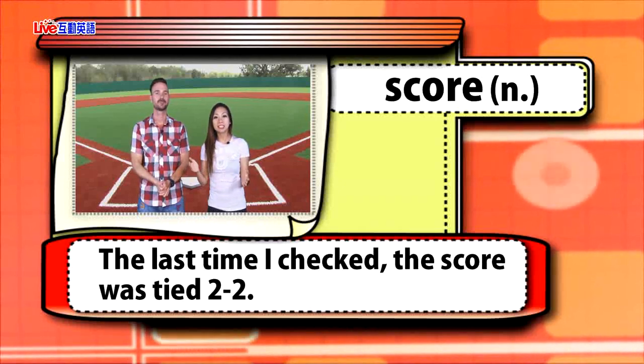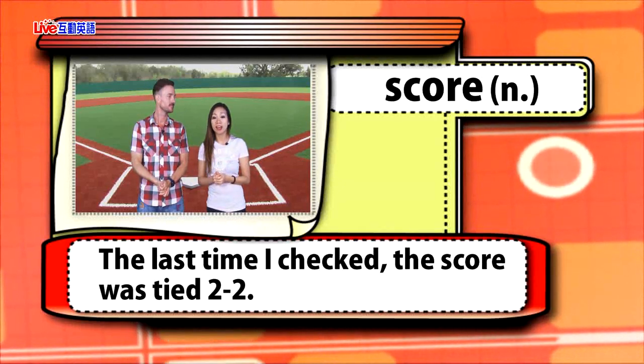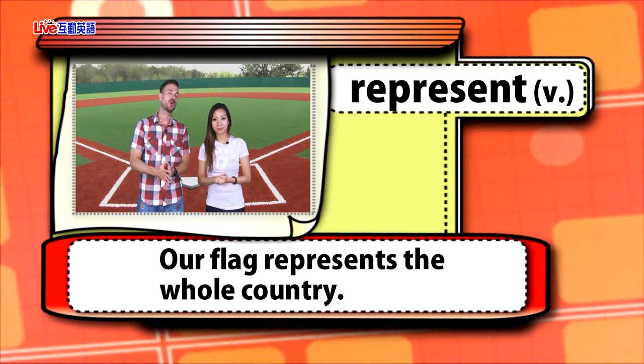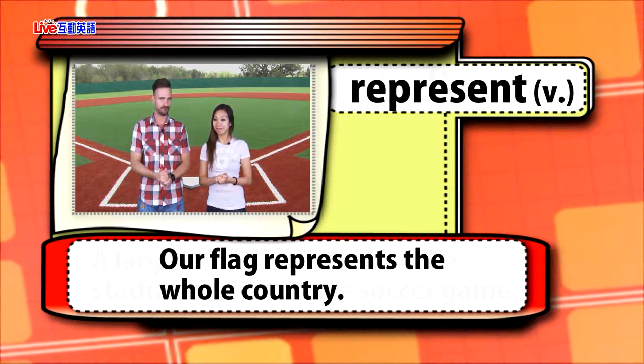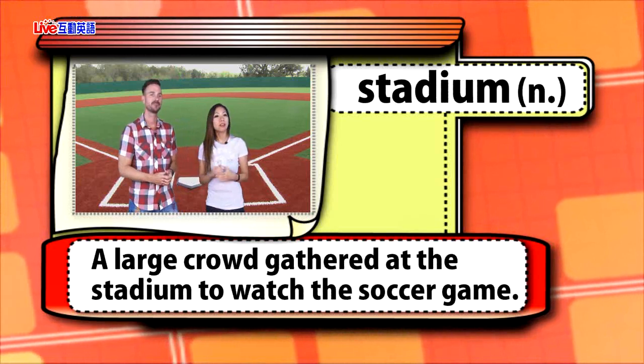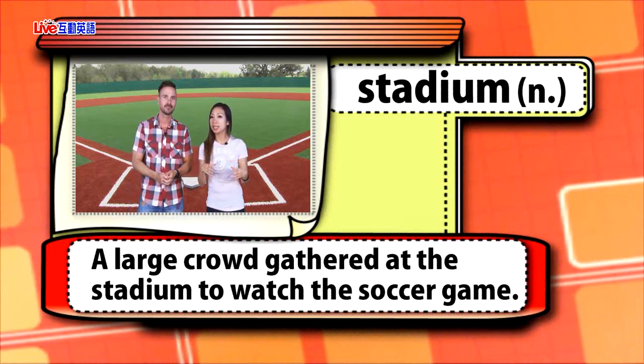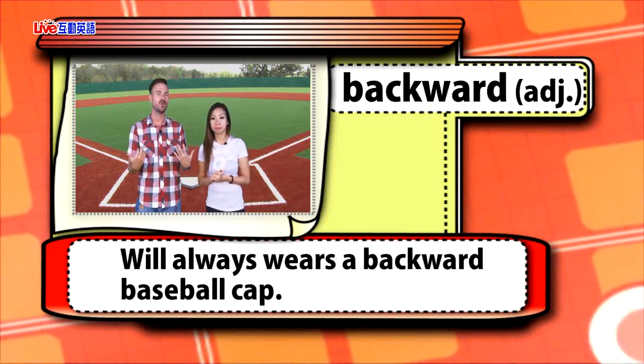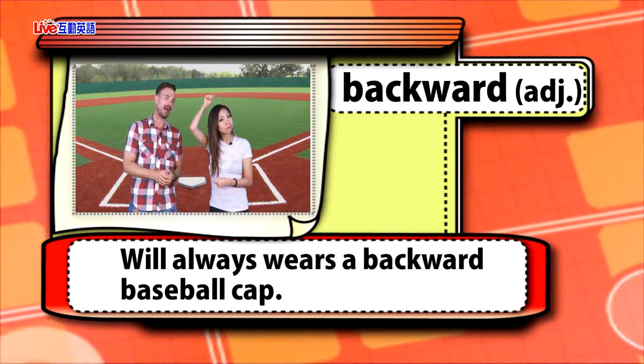The vocabulary words are score. The last time I checked, the score was tied 2-2. Represent. Our flag represents the whole country. Stadium. A large crowd gathered at the stadium to watch the soccer game. Backward. Will always wears a backward baseball cap.